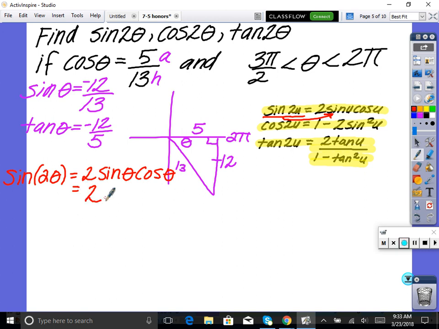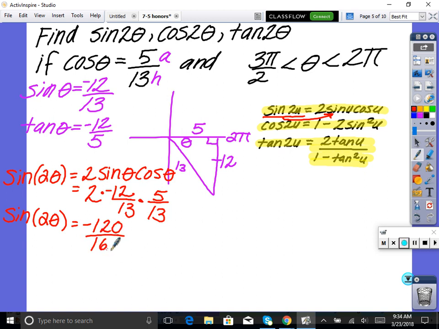2, what is sine of theta? Negative 12 over 13. What is cosine of theta? 5 over 13. Then I would just want you to type it into your calculator, math, enter, enter to be quick. So now we could say sine of 2 theta is negative 120 over 169. Okay, cool. There's sine of 2 theta.